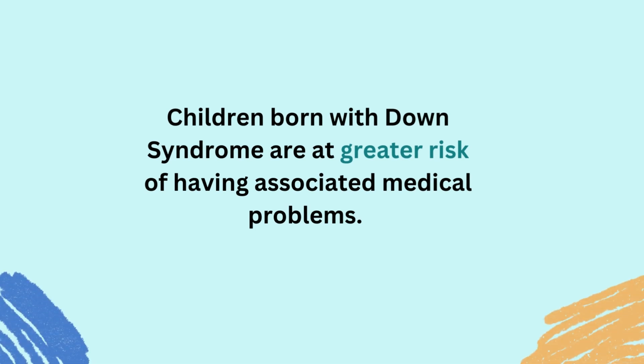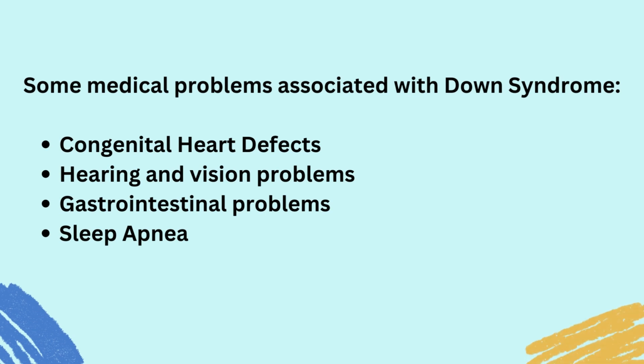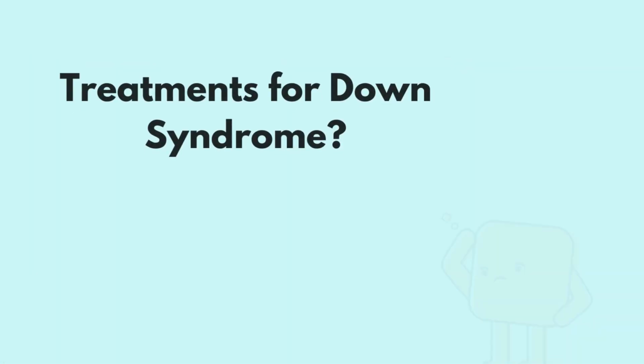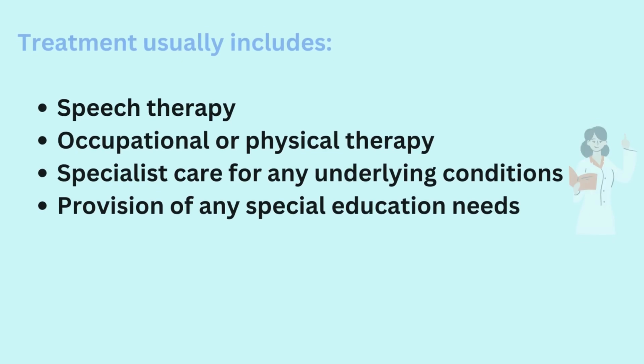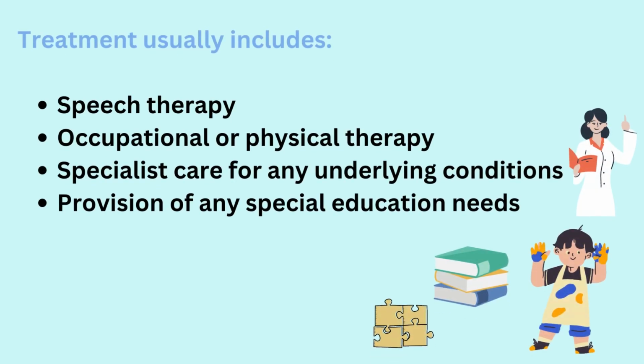Children born with Down syndrome are at greater risk of having associated medical problems. These include congenital heart defects, hearing and vision problems, gastrointestinal problems and sleep apnea. Down syndrome is a lifelong condition with no cure. However, with adequate care and a supportive environment, persons with Down syndrome can go on to live long, fulfilling lives. Treatment usually includes speech therapy, occupational or physical therapy, specialist care for underlying conditions and any special education needs.